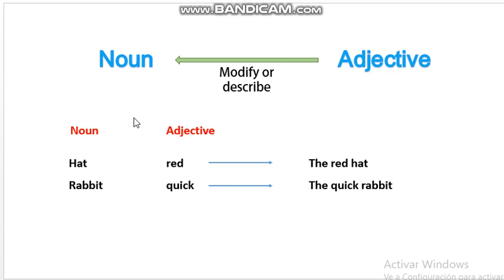Okay, in this case, we have two nouns, which are hat and rabbit, and two adjectives, red and quick. So we can say the red hat. We are describing the hat with the adjective. The same with the rabbit and quick. The noun is rabbit and the adjective is quick. So we say the quick rabbit.